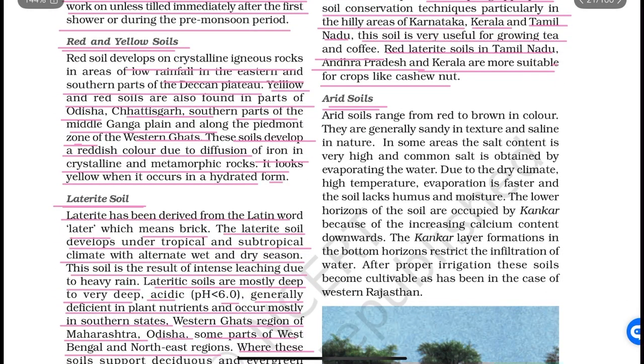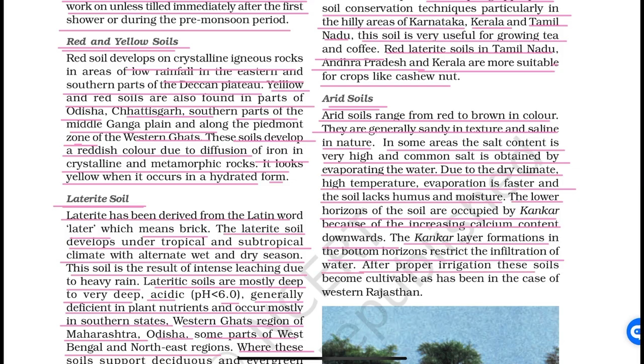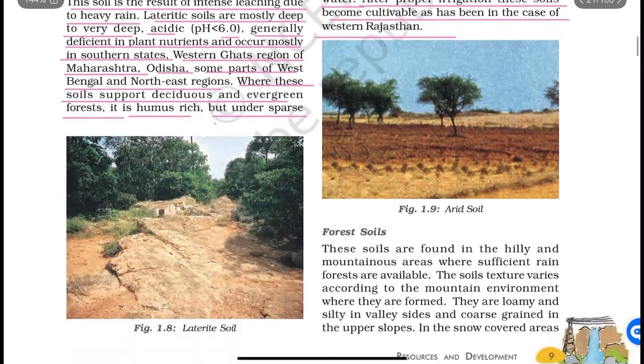Next is arid soils. Arid soils range from red to brown in color. They are generally sandy in texture and saline in nature. In some areas, the salt content is very high and common salt is obtained by evaporating the water. Due to dry climate and high temperature, evaporation is faster and the soil lacks humus and moisture. The lower horizons of soil are occupied by kankar because of the increasing calcium content downwards. The kankar layer formation in the bottom horizons restricts the infiltration of water. After proper irrigation, these soils become cultivable, as has been the case in Western Rajasthan.